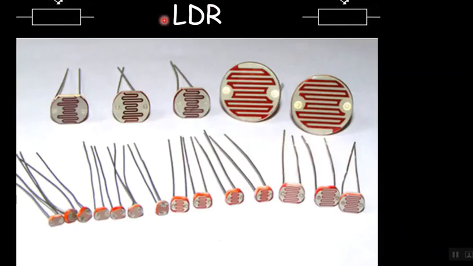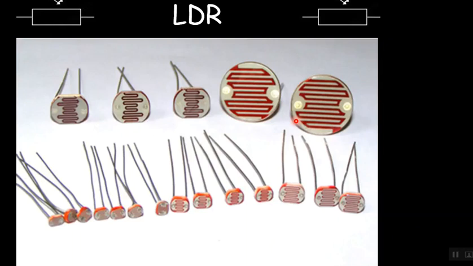Okay, the LDR is a light dependent resistor. So as the light shines on it, the resistance changes. Okay, the more light, the less resistance. So this is a component that helps us to make devices that use light as a stimulus, and we can turn it into a current in our circuit.